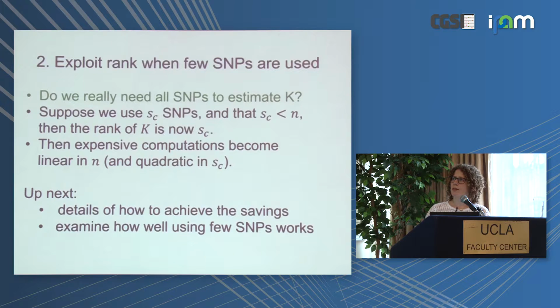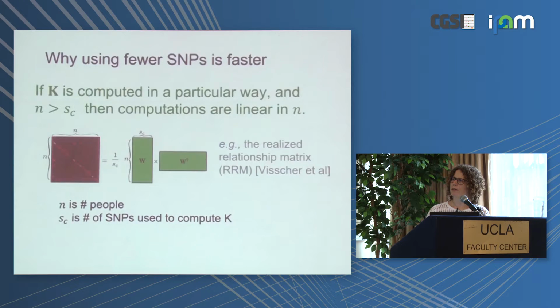And so something that we started to think about is, well, do we really need all of the SNPs to estimate this genetic similarity matrix? The standard in the field has been to take all available SNPs in your data set and then estimate this K. So we said, well, we know, due to the way the algebra works, that if we can reduce the number of SNPs that go into computation of this matrix, then we can potentially make things much, much faster. In particular, we can make it linear in the number of people instead of cubic.